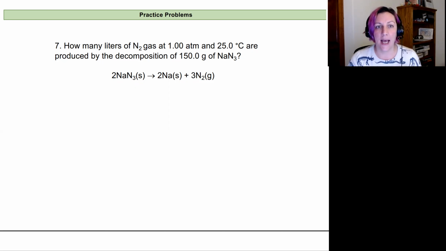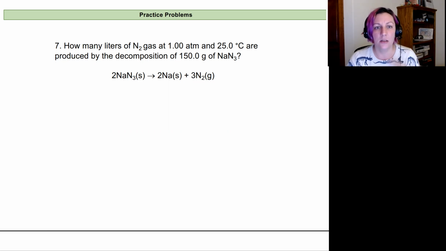So what we're looking at is a reaction of sodium azide, a solid that decomposes into sodium and nitrogen gas. And so it's a decomposition reaction, and we're going to try to predict the volume of the nitrogen gas that is made if we start with 150 grams of the sodium azide. We have a little information. We know it's 1 atmosphere and 25 degrees Celsius.